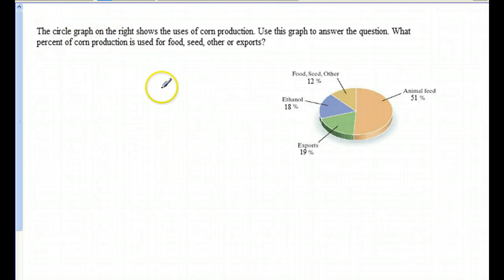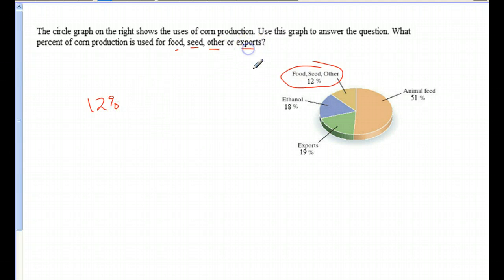Alright, and then it gets into more applied problems. So this circle graph right here shows the uses of corn production: animal feed, food, other, ethanol, exports. And we want to find out what percent of corn is used for food, seed, other. That's the 12%. Or exports. That's 19%. All we have to do is add these together. So 12 plus 19 is 31%. So there's our answer.